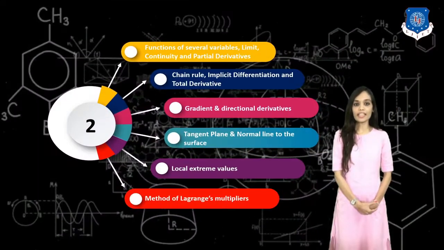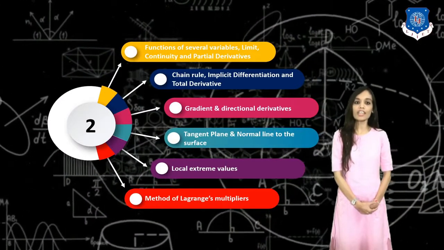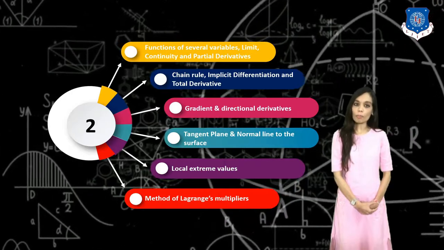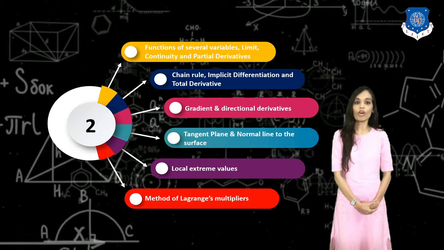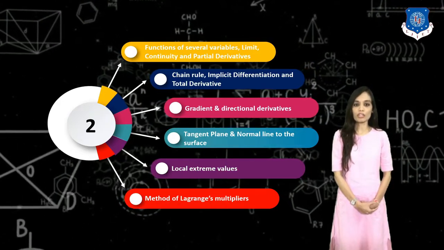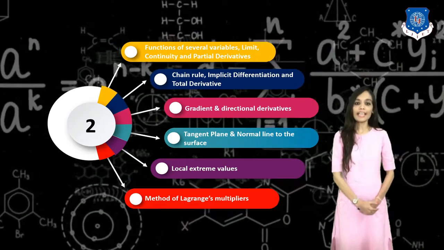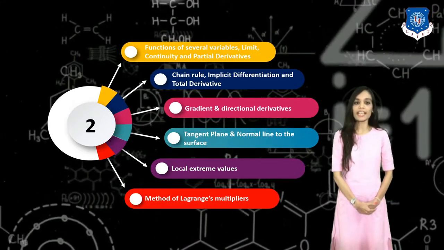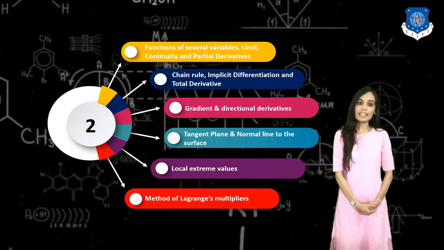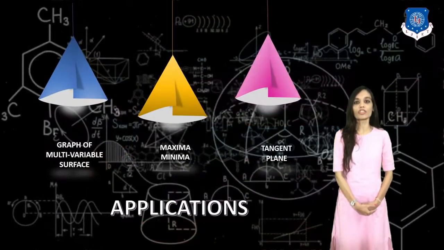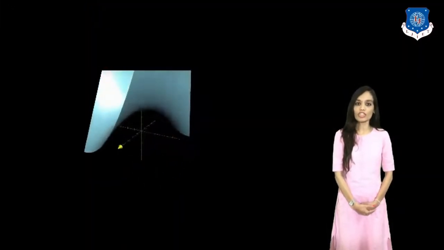You have already studied limit, continuity and differentiation of single variable function. In this topic, we are going to study limit, continuity and differentiation of several variable functions. You can have a look at the subtopics listed here like chain rule, maxima minima, tangent plane and normal line and many more. Now, let's see the graph of multivariable function. Here you can see the graph of multivariable function.